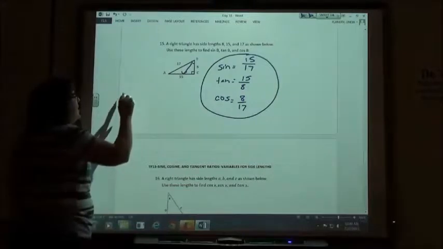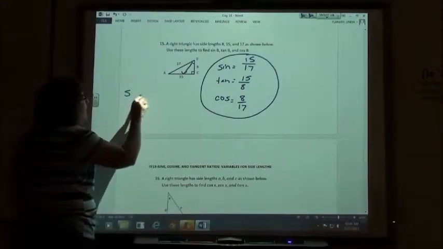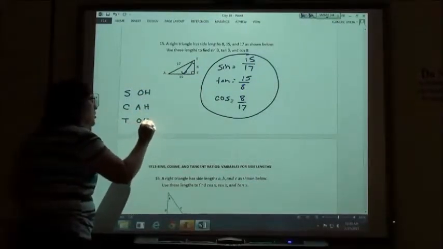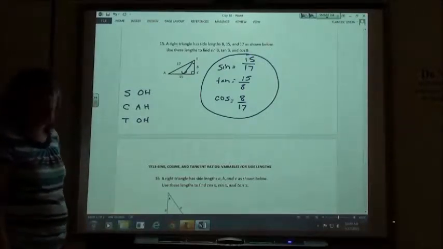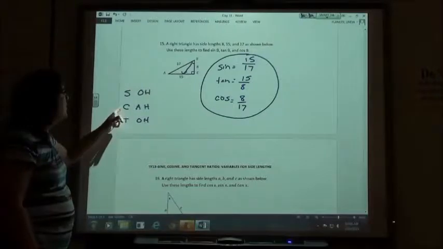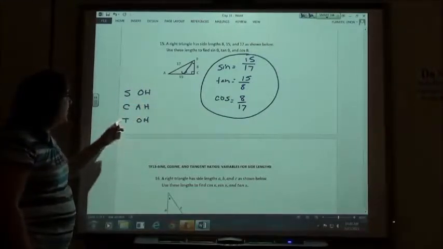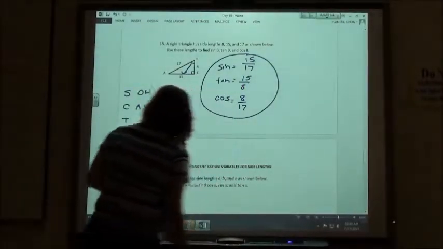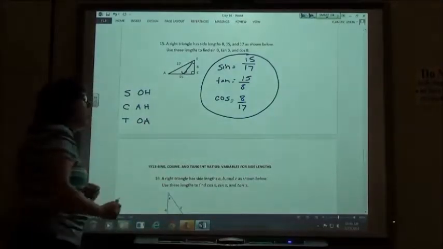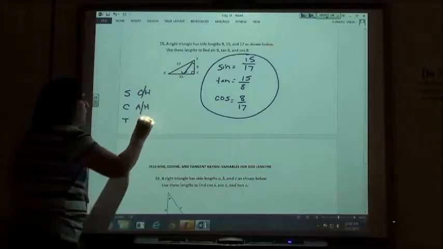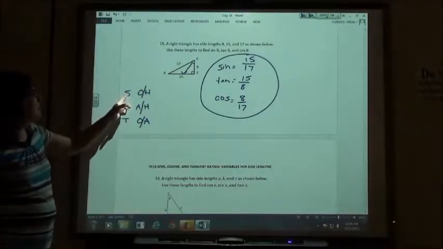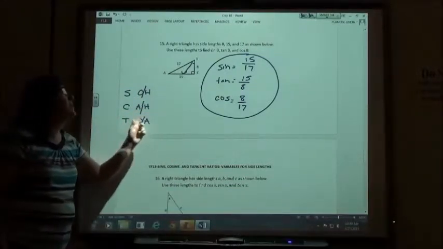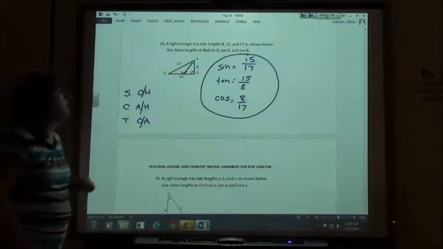So some teachers do this. They say SOHCAHTOA. Soh, opposite over hypotenuse. Cah, adjacent over hypotenuse. Toa, tangent, opposite over adjacent. So I make my fractions. Sine, opposite over hypotenuse, cosine, adjacent over hypotenuse, and tangent, opposite over adjacent. SOHCAHTOA.